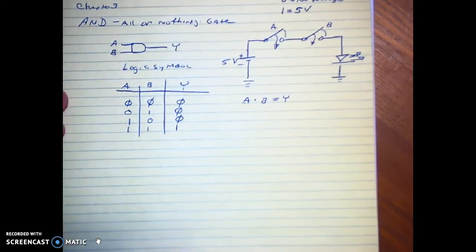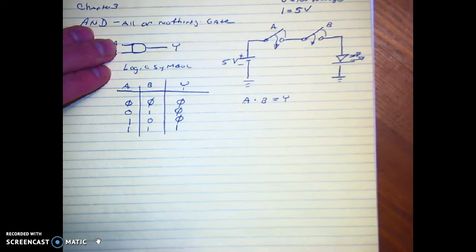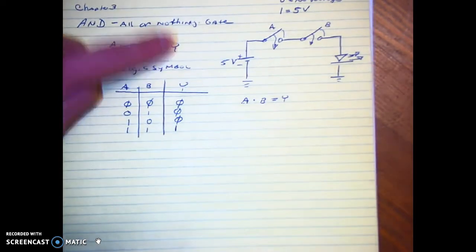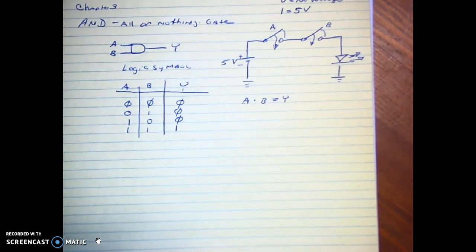So an AND gate, it doesn't matter how many inputs you have. You could have 1,000 inputs. In order for that output to be on, we need to have A and B to be high.